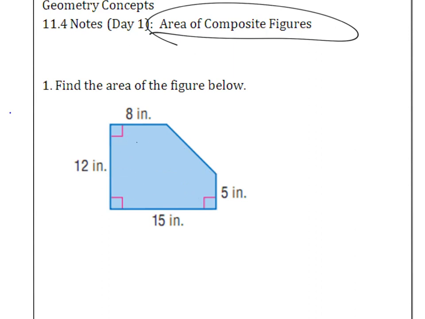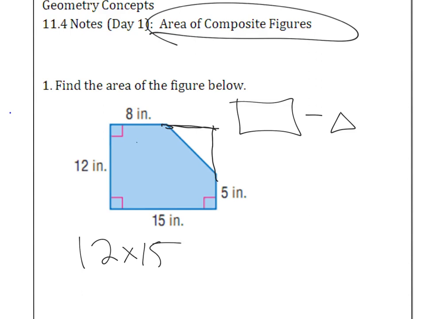For this particular one, it might be easier to complete the rectangle. So figure out the area of the rectangle and then subtract the area of this little triangle. The area of the whole rectangle is just going to be 12 times 15. So that's the whole big rectangle, and 12 times 15 is going to be 180.